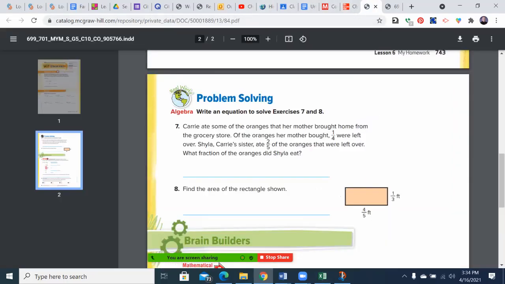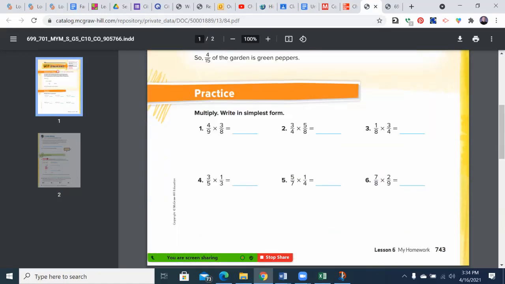At this point, I'm going to send you to the homework. Remember to multiply the numerator, multiply the denominator, then simplify.